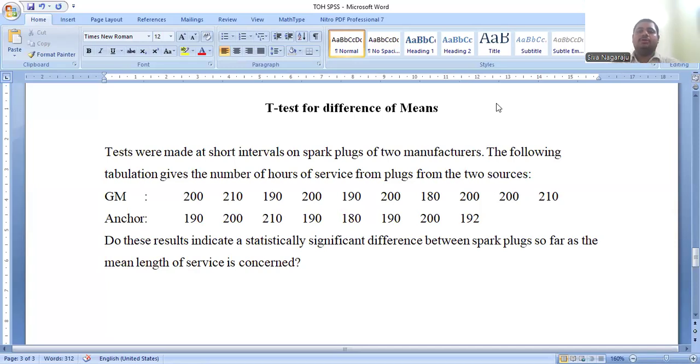Today's class is about the t-test for difference of means. The test itself has different names also. Some people say the test for significance of differences between the two means.